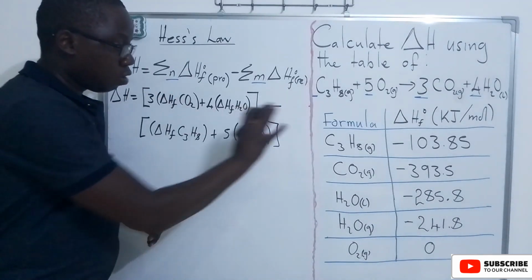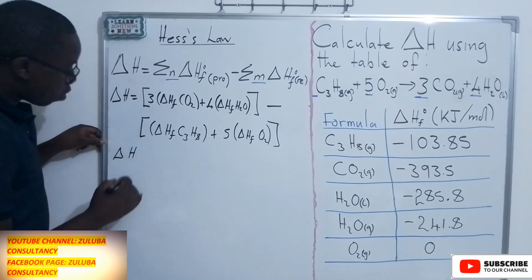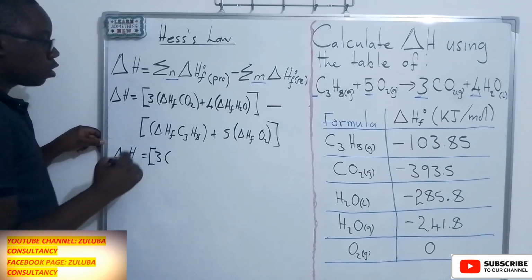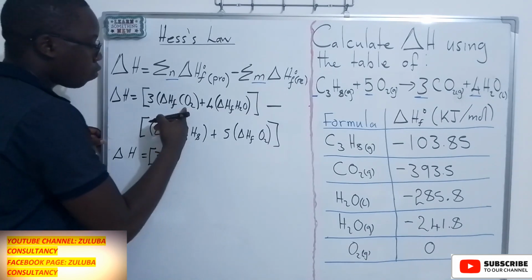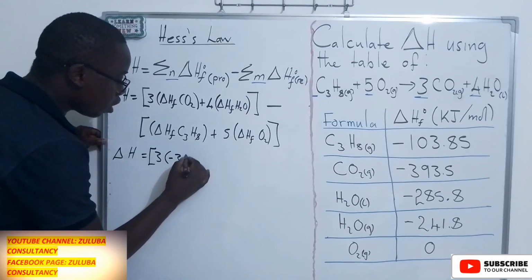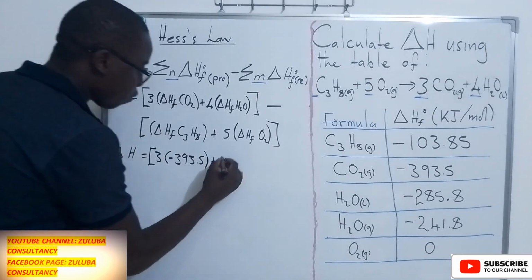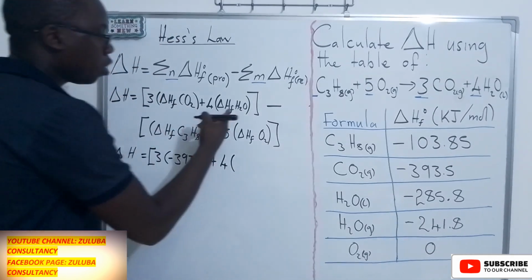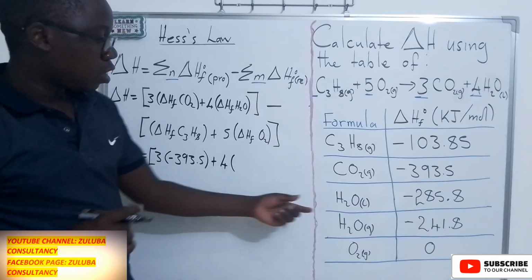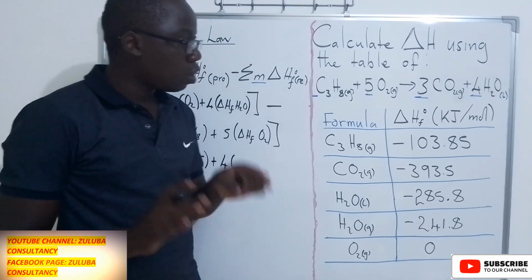So let's now look at these numbers and put them in the formula we have written. We are saying change in enthalpy is equal to open bracket 3, open bracket, the enthalpy of formation of carbon dioxide. The enthalpy of formation of carbon dioxide is negative 393.5, plus we have 4, open bracket, the change of enthalpy of formation of water. Now, when you look at the change of enthalpy of formation of water, we have 2 of them. So which one are we going to use in this question?